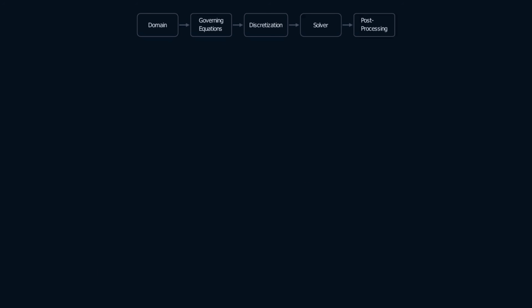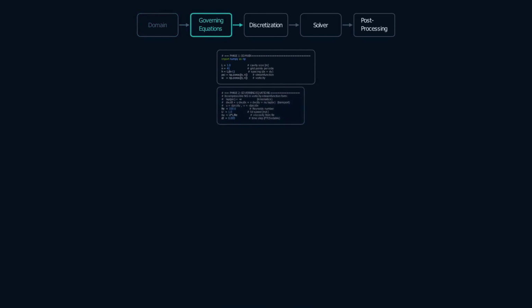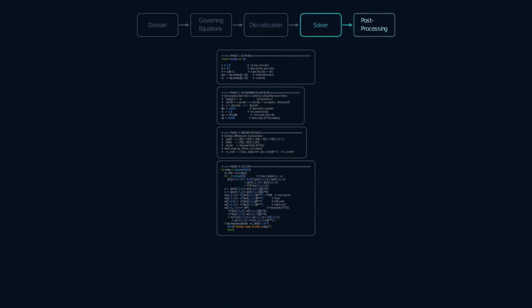5 phases, 5 blocks of code. Watch them become one script. Domain. Governing equations. Discretization. Solver. Post-processing. Navier-Stokes solved in about 60 lines. Every one of them, you now understand. This exact file is what I'm about to run.